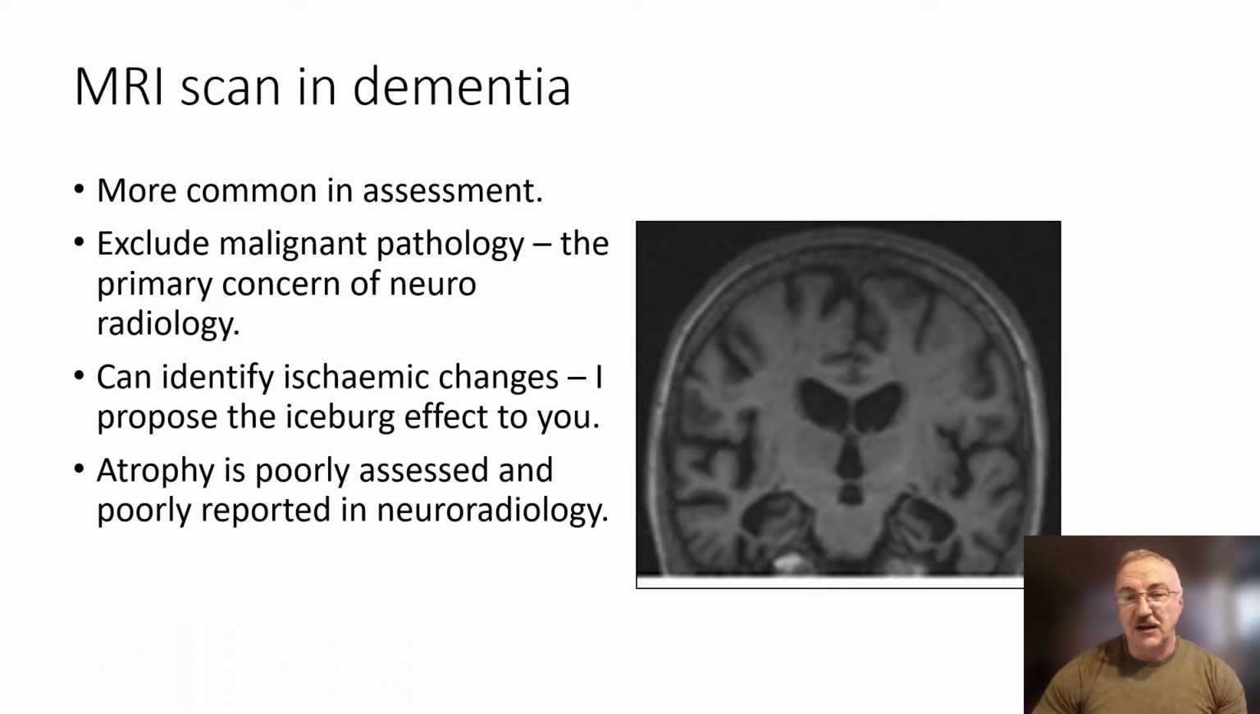So MRI is a much more common assessment than it used to be, again about excluding clinical pathology. It can identify ischemic changes, but again this is often dismissed by the neuroradiologist as a normal finding, an incidental finding, not important. And again, hopefully we'll try and convince you that that's not true. And I think exactly the same as we do about CT, that atrophy is poorly assessed, poorly reported, and I see this repeatedly in my day-to-day practice.